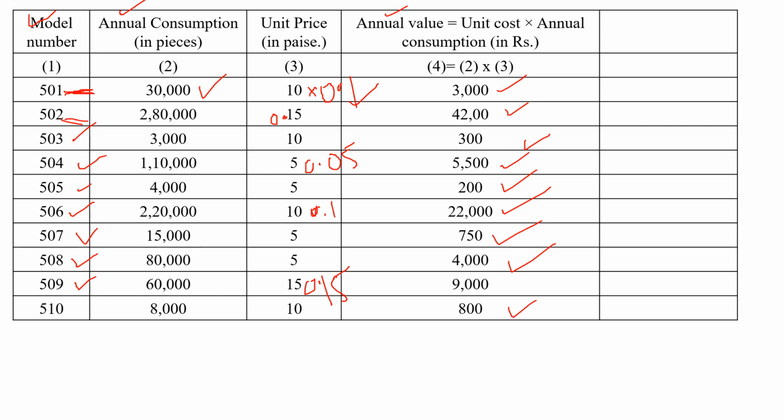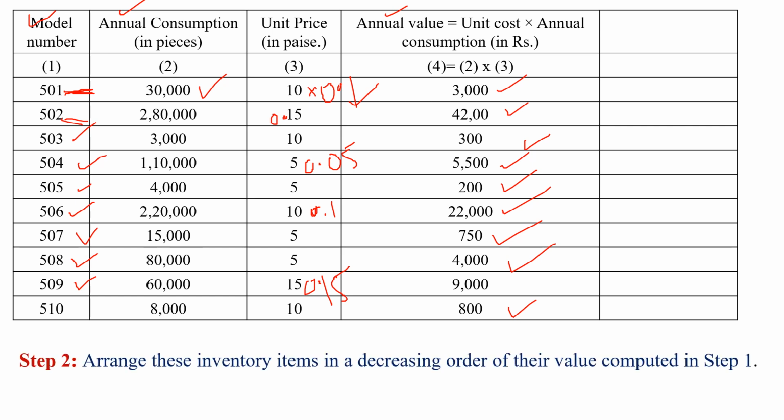So this is step 1. In step 1, we determine the annual value for all the items. Let's see the second step. In the second step, arrange these inventory items in decreasing order of their value consumption from step 1.